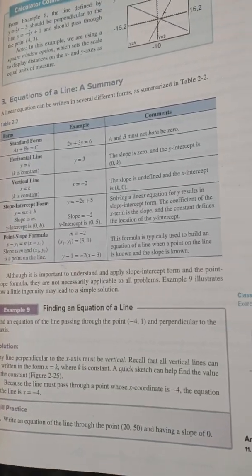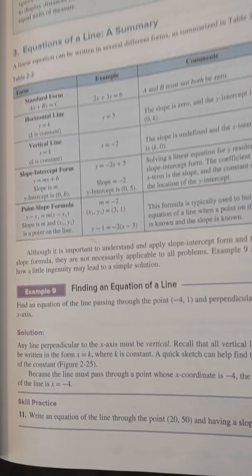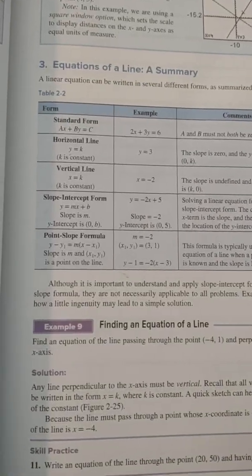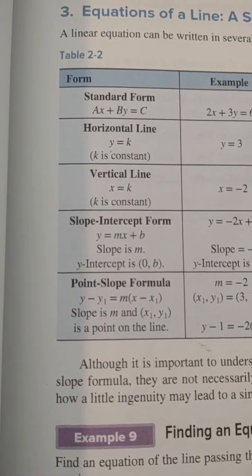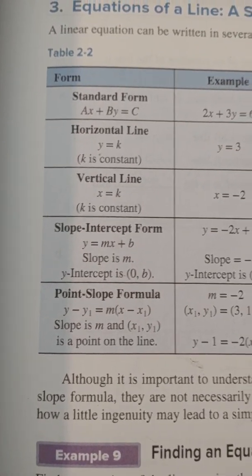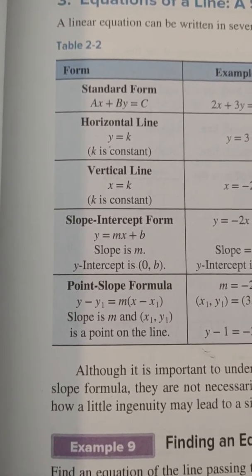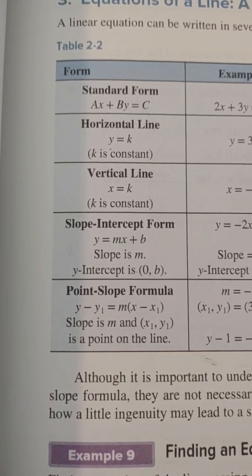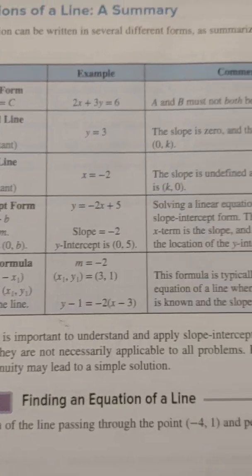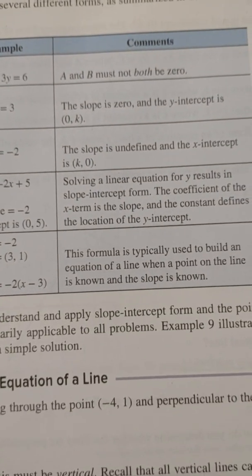One thing I want to mention too is in the book, on page 165, is an excellent chart which describes to you the different forms of equations. You see standard form, horizontal line, vertical line, slope-intercept form, point-slope form. And then they give you examples of each, and then they tell you comments about them.